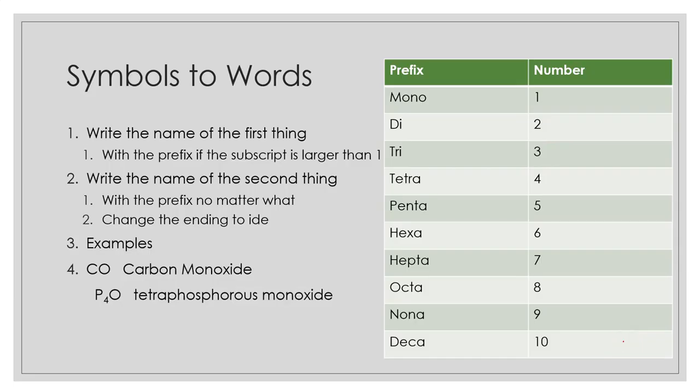Next, we have covalent nomenclature. For covalent nomenclature, going from symbols to words, we want to write the name of the first thing, and we want to include the prefix if its subscript is greater than 1.